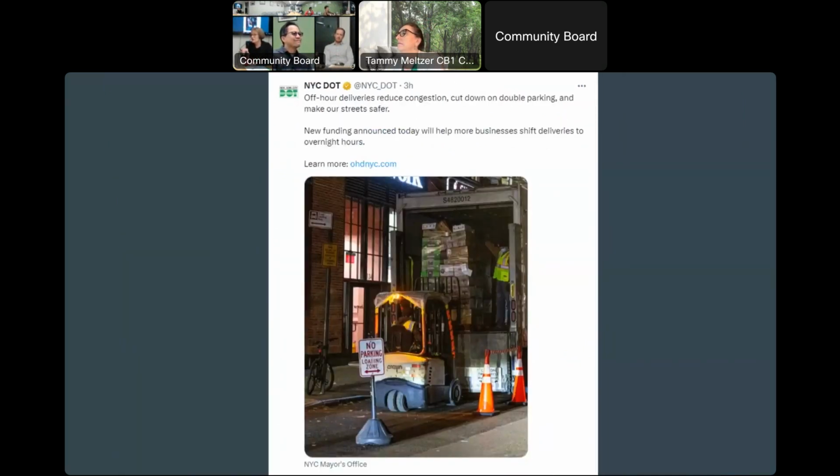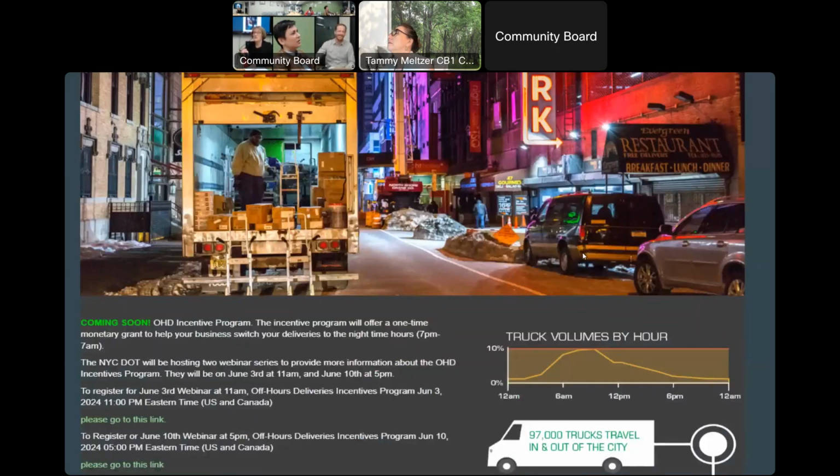The DOT is moving into freight, taking on the freight issue some more. The number of vehicles, they're going to give some incentives for doing overnight deliveries to get them off the streets in the day. Sounds loud, doesn't it?